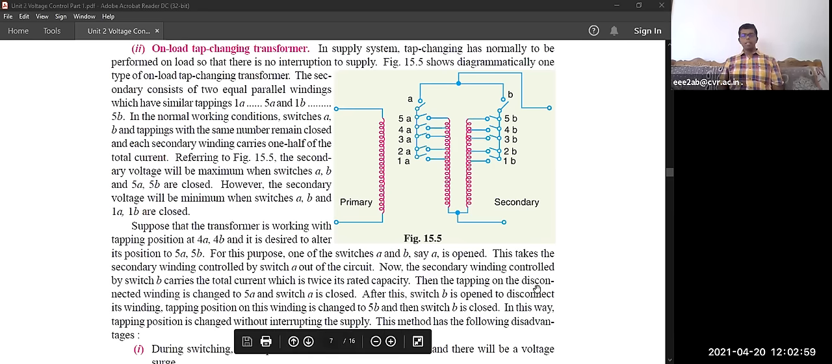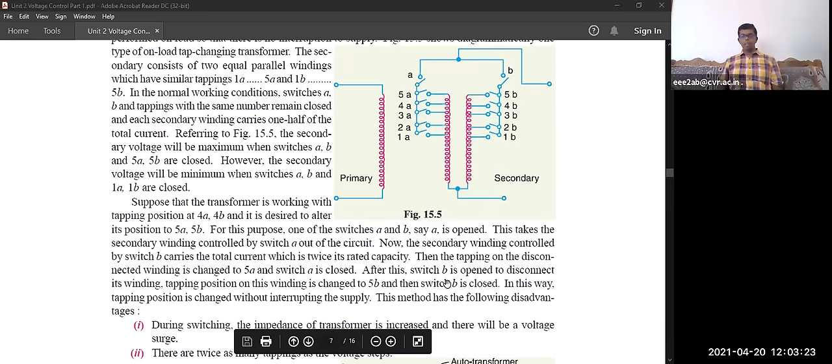Then the tapping on the disconnected winding is changed to 5A and the switch A is closed. After this, switch B is opened to disconnect its winding. Again you have to change this from 4B to 5B, like that. The tap position on the winding is changed to 5B, and then switch B is closed. In this way, the tap position is changed without interrupting the supply.